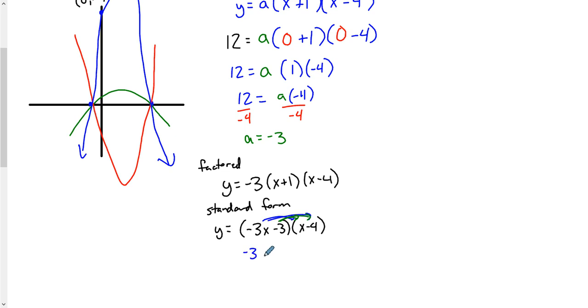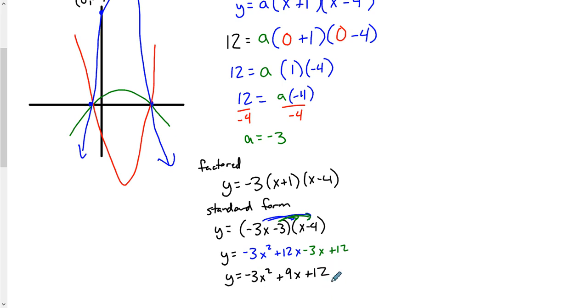So -3x multiplied by x will be a -3x squared. Add our 12x, subtract a 3x, and add 12. Our standard form of this quadratic, by combining our like terms, will be -3x squared, add 9x, add 12.